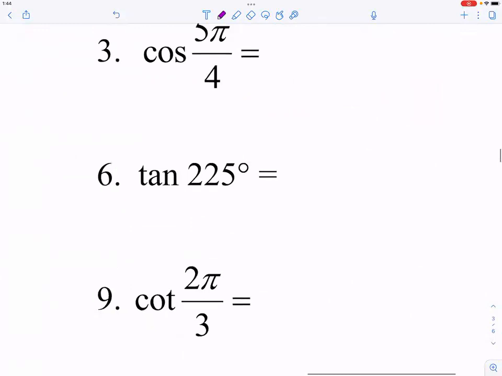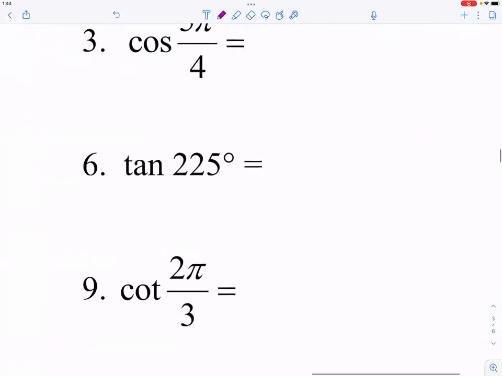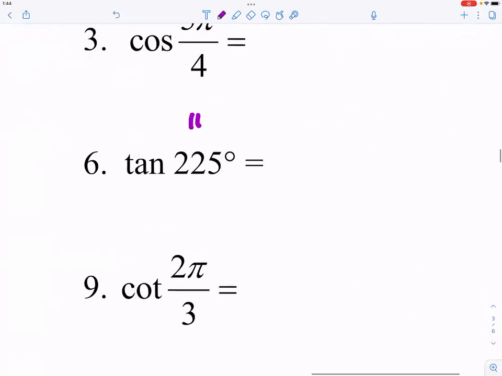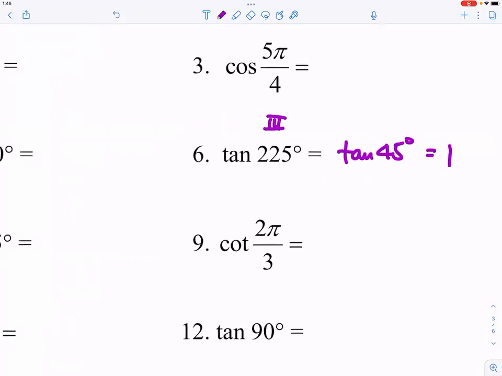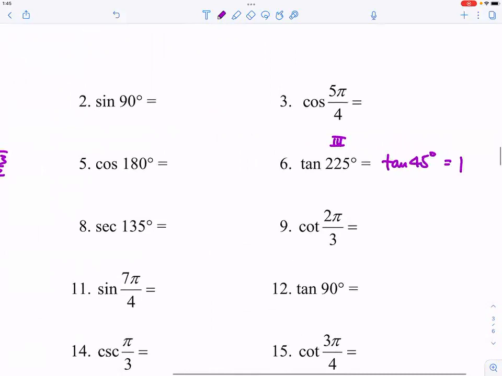Now let's look at number 6. Tangent of 225. What quadrant is this? Quadrant 3. And tangent in quadrant 3 is positive, so we're good. And what's the reference angle for 225? 45 degrees. So tangent 45 is 1. Now, you don't have to write this. I'm just writing this so that you know how we make use of the reference angle.